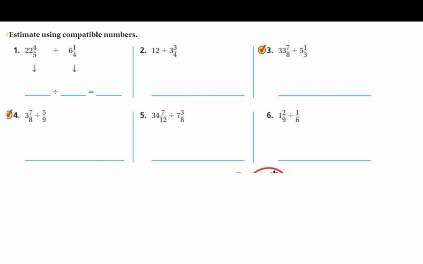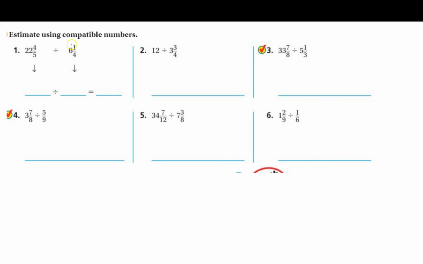All right, join me on page 75 now. We're still estimating quotients using compatible numbers. And let's go over these examples here. So number one has 22 and 4/5 divided by 6 and 1/4.